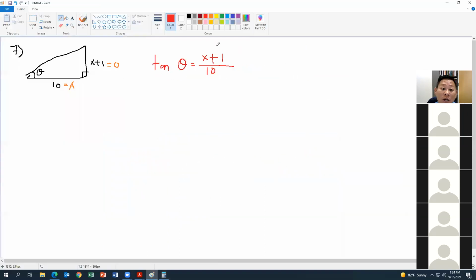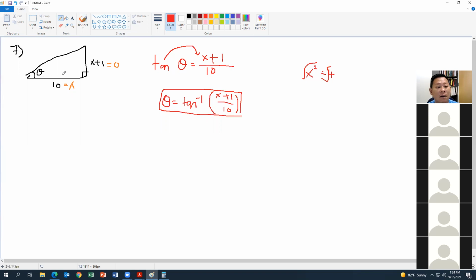So what we do here is we have to move the tangent over. Like with x squared, how do we get rid of x squared? What we perform is we take the square root, the inverse of it, right? So when you move it over here, the tangent will become the inverse. So it becomes arctangent of x plus 1 over 10. So your answer in this case, to write this in terms of theta, is going to be arctan of x plus 1 over 10.